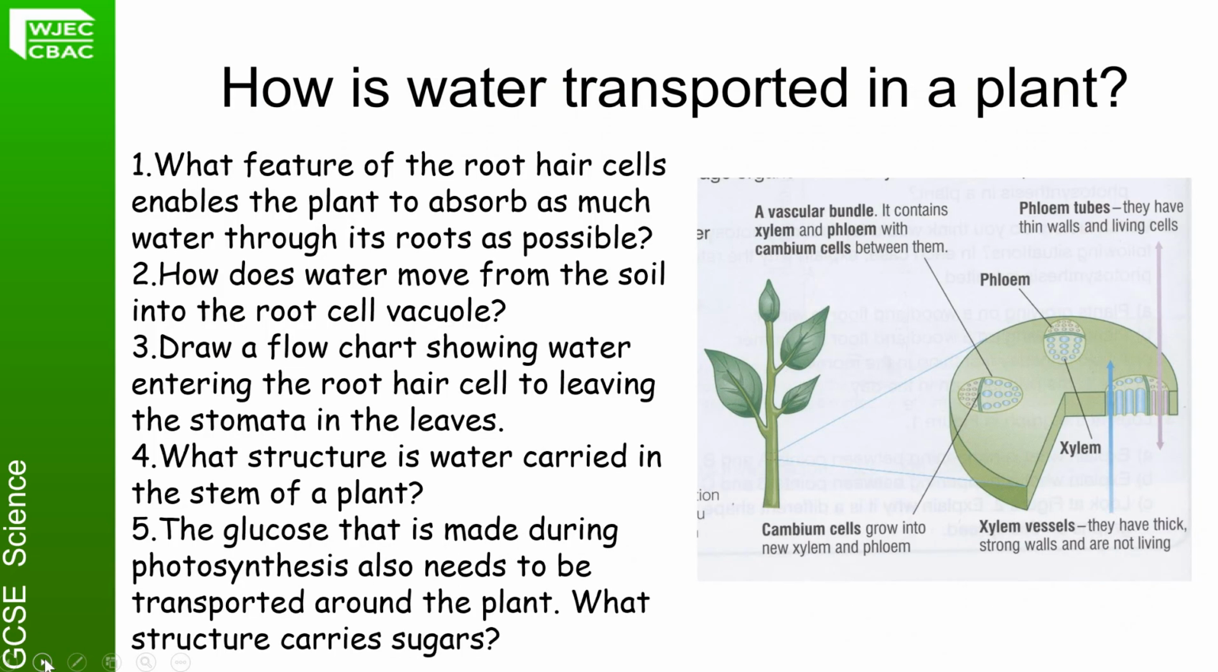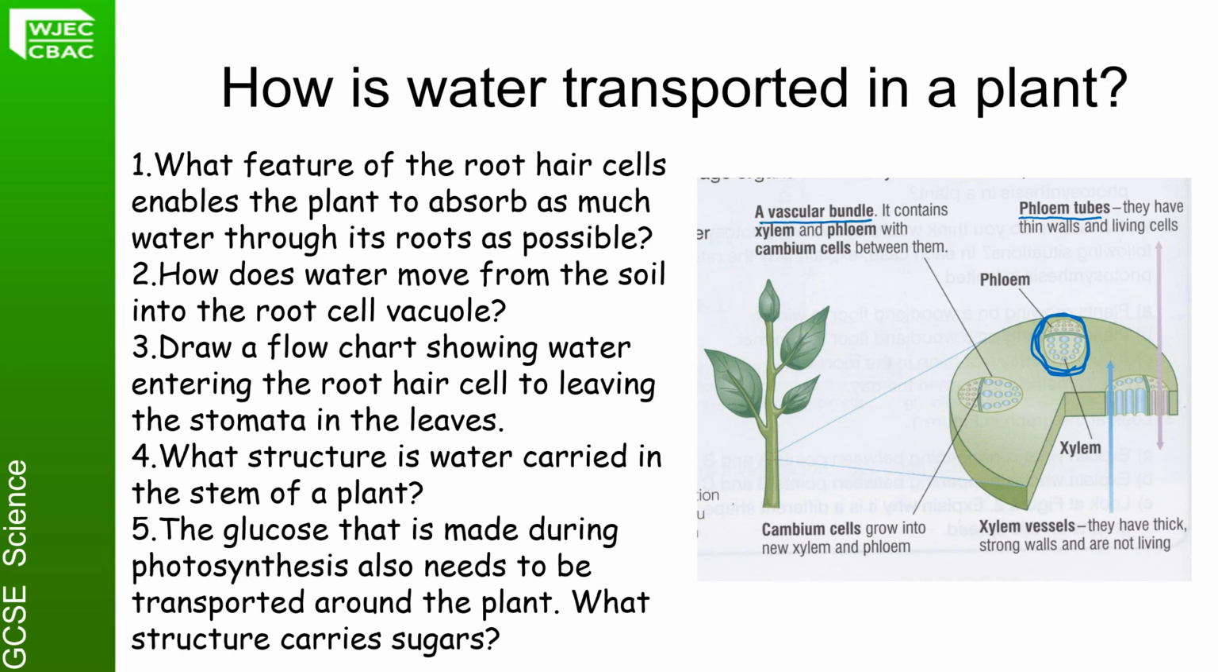So how is water transported in a plant? We've already mentioned the xylem vessels, okay? But next to the xylem vessels, we also have some other tubes. They are called phloem. And the phloem tubes, they carry the sugar, whereas the xylem carry the water. These are held together in one big bundle called a vascular bundle.